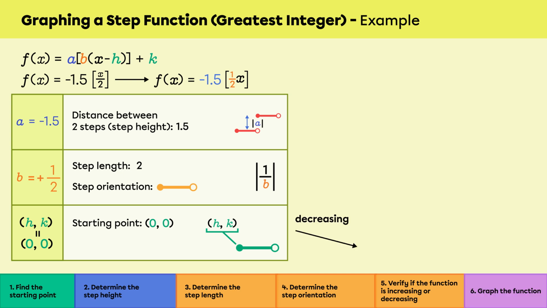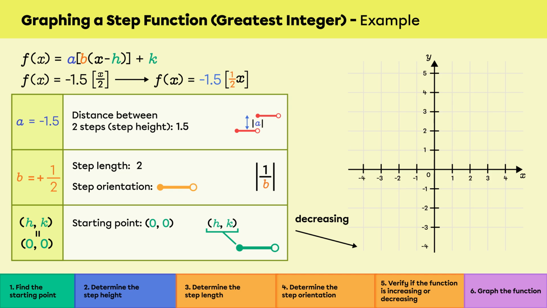The function can now be graphed on the Cartesian plane. Let's place the starting point at 0, 0. The steps are 2 units long and look like this. From the closed point, move 2 units to the right and place an open point at the very end.